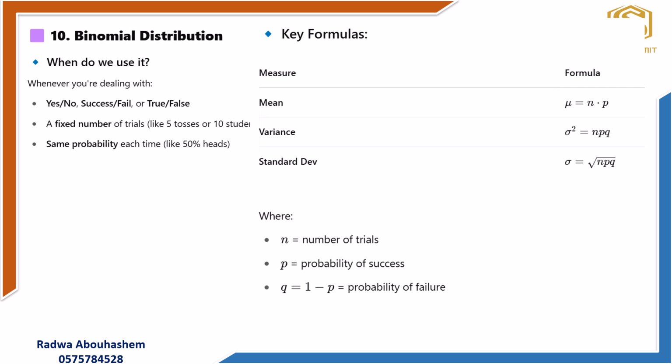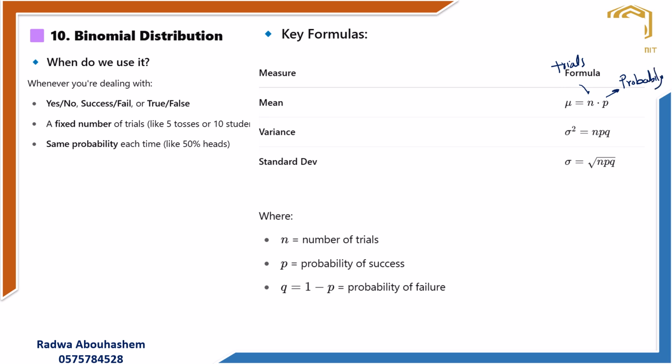We use the binomial distribution when we're dealing with yes or no, success or fail, true or false, or a fixed number of tries that you know. So the same probability each time, like 50% for the head, 50% for the tail. When you are measuring the mean for such a case, you have to use mu equals n times p. The n is the number of trials, and the p is the probability for the trial.